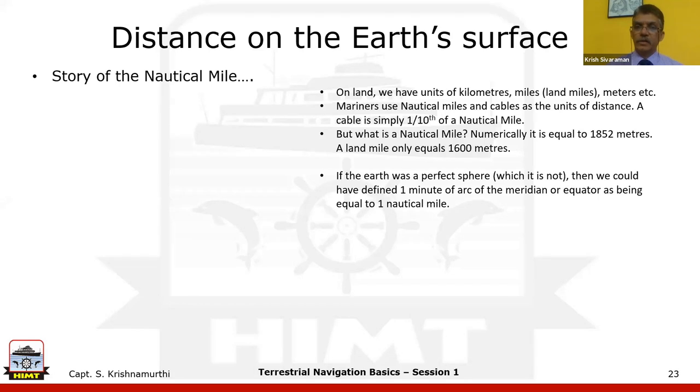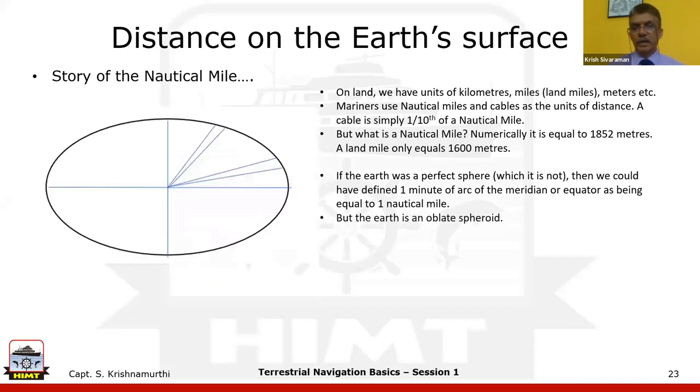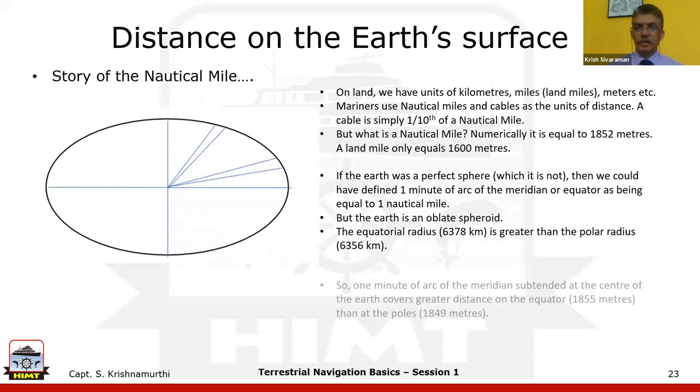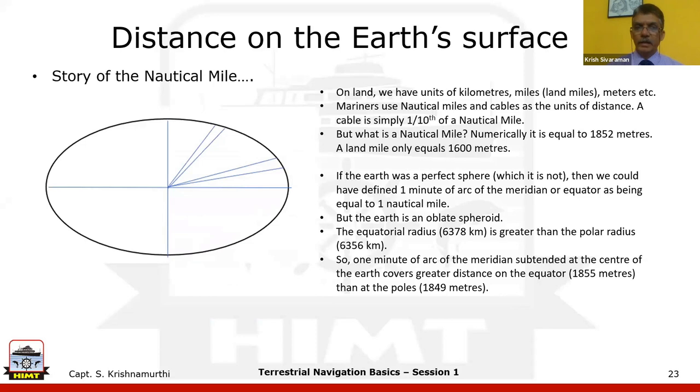Any arc on the surface of the Earth, assuming that the Earth is a perfect sphere, if it subtends an angle of 1 minute, that is 1/60th of a degree at the center of the Earth, then that is a nautical mile. But the Earth is an oblate spheroid, and the equatorial radius is slightly different from the polar radius. So 1 minute of arc covers so much distance on this meridian. If you go to a higher latitude, the same 1 minute of arc covers a lesser distance.